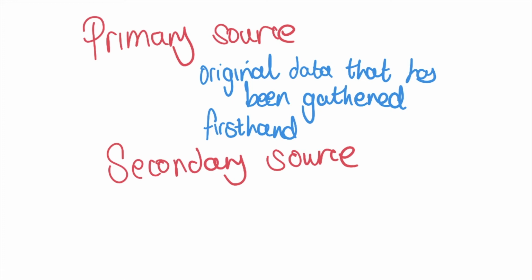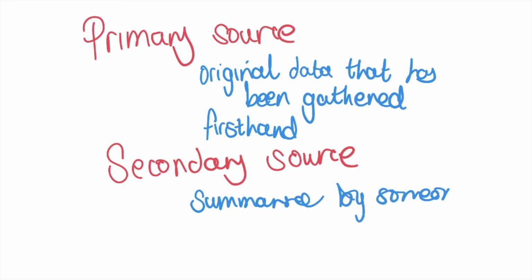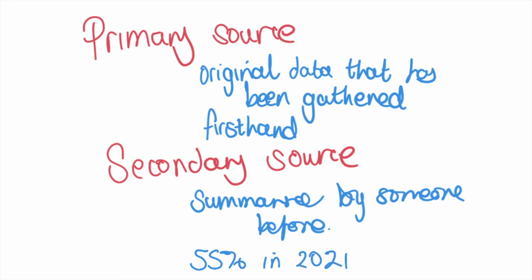But a secondary source of data is data that has been already summarized by someone before. So say, for example, you were doing a debate about whether Australia Day should be changed. The statistic is that 55% of people in 2021 think that the day should be changed.